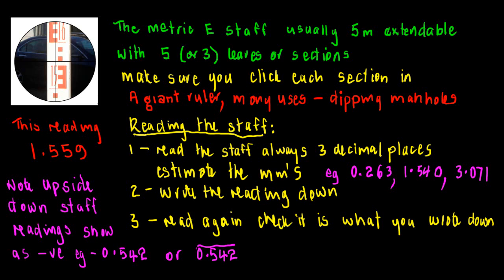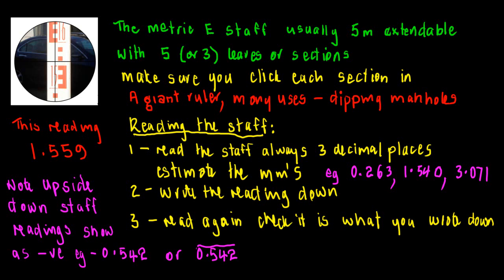So just some tips on reading the staff. The first thing is that you point to the staff, focus it up quite clearly so that you've got a nice clear view, and read the staff. Always 3 decimal places. You estimate the millimeters. So for instance, these here would be some typical measurements, 0.263. Note, you always put the 0 and then a decimal point so that you know that it's between 0 and 1.